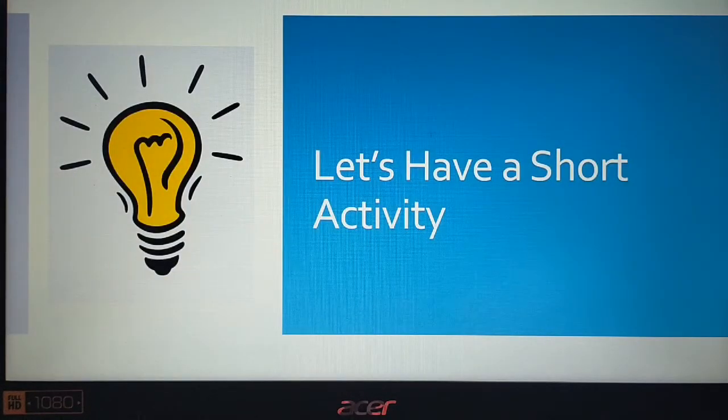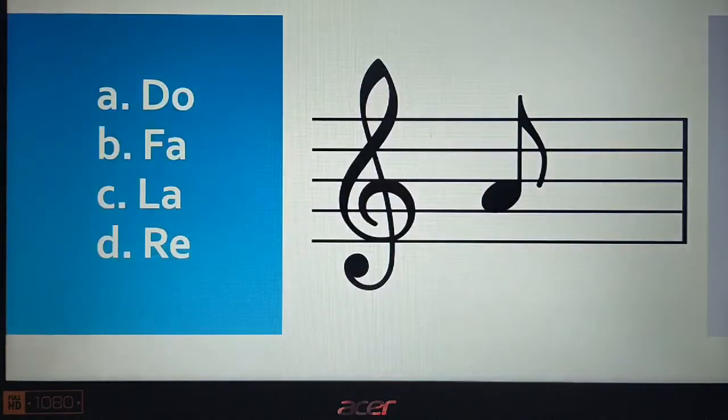Now, let's have a short activity. What note is this? A. Do, B. Fa, C. La, D. Re. What is your answer? The correct answer is C, La.